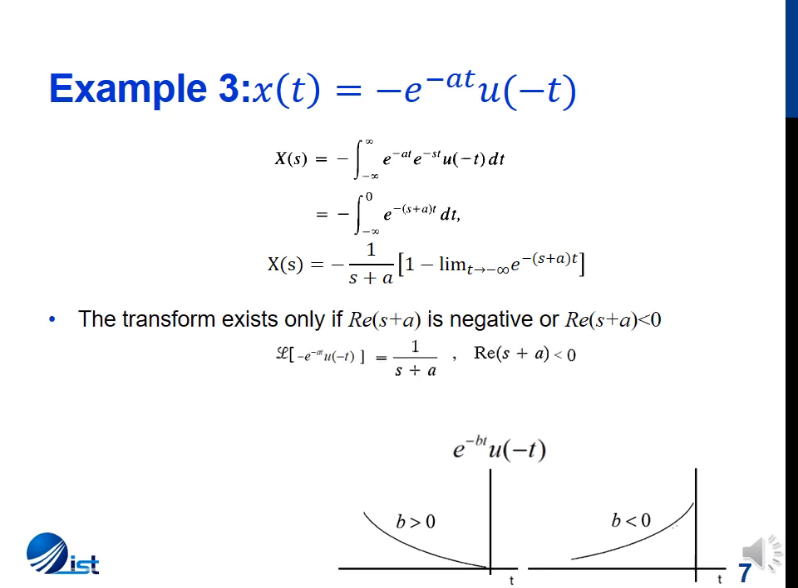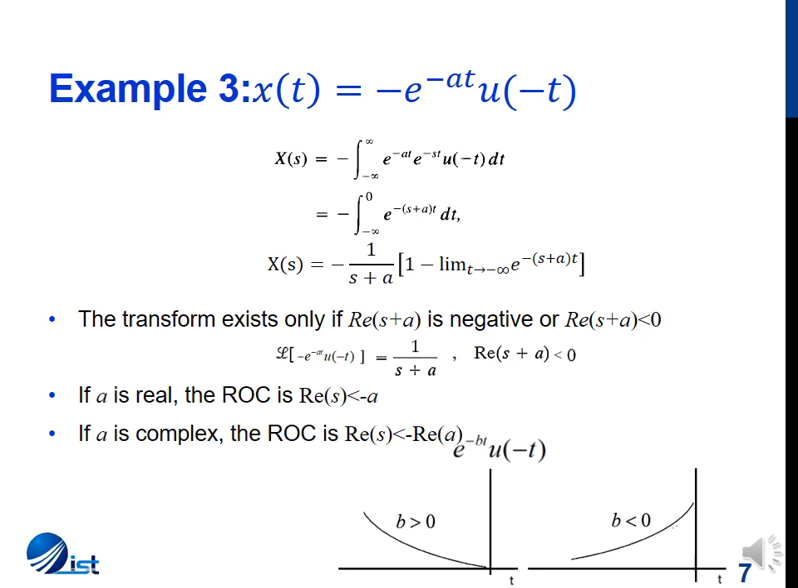So the Laplace transform only exists if real power of the exponential is negative, or real s plus a is less than 0. If a is real, means real s is less than minus a, again you can see that this a is being taken on the right side of the inequality. And if a is complex, the ROC is real s is less than real of minus a.